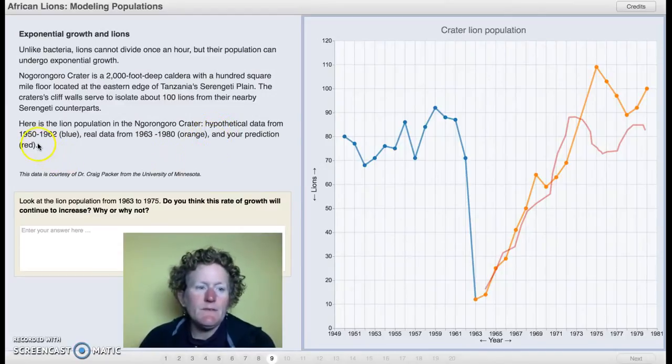Here is the lion population in the Ngorongoro crater. Hypothetical data from 1950 to 1962 is in blue. Real data from 1963 to 1980 is in orange, and our prediction is in red here. Looking at the lion population from 1963 to 1975, so the orange population, do you think this rate of growth will continue to increase? Why or why not? So think about this. It's growing really rapidly. It saw a rapid decline. It's growing really rapidly. Will it continue to climb like this for another decade or two?